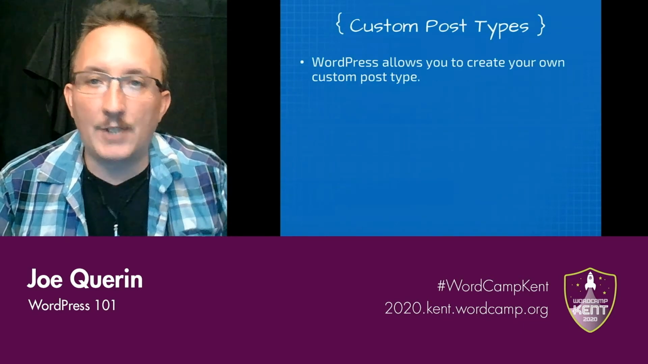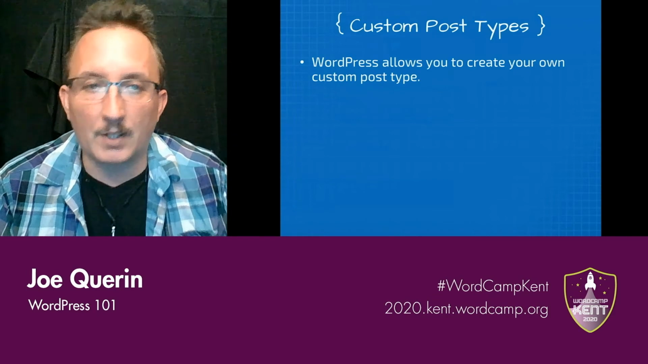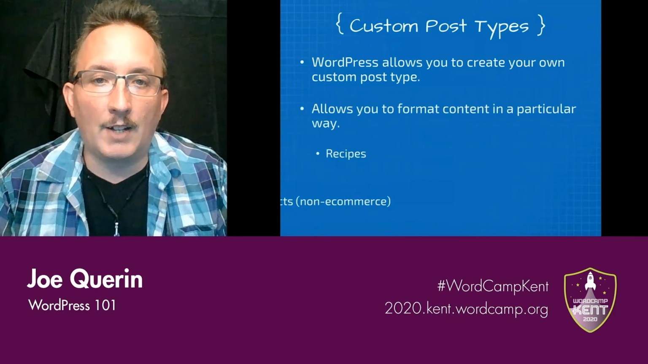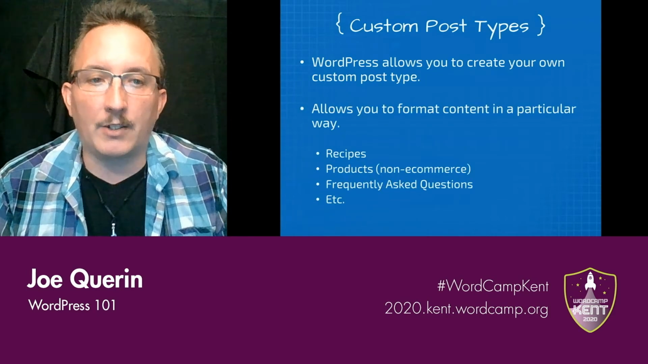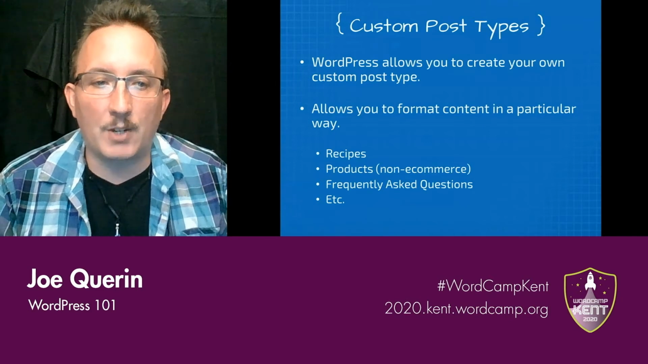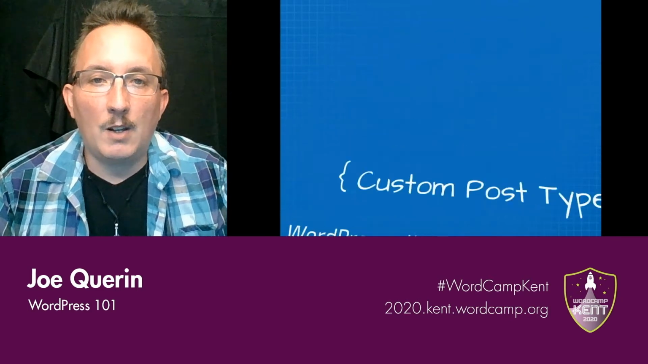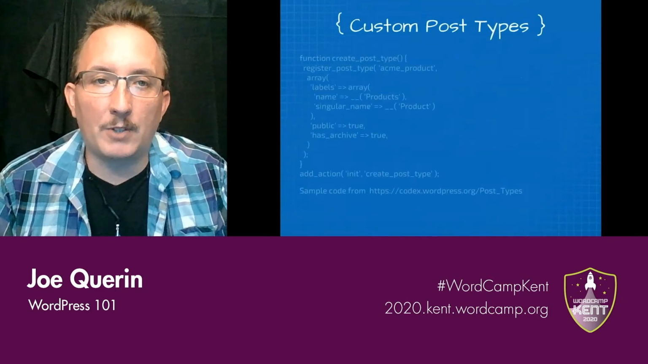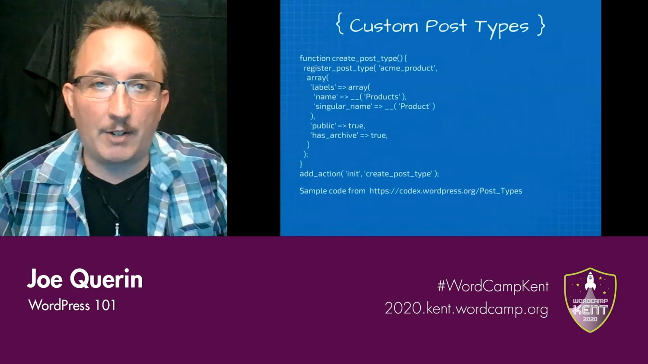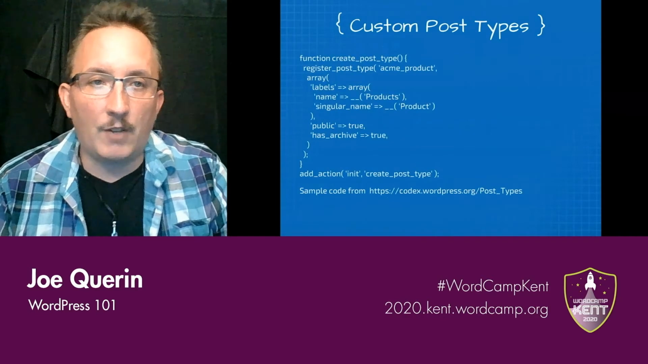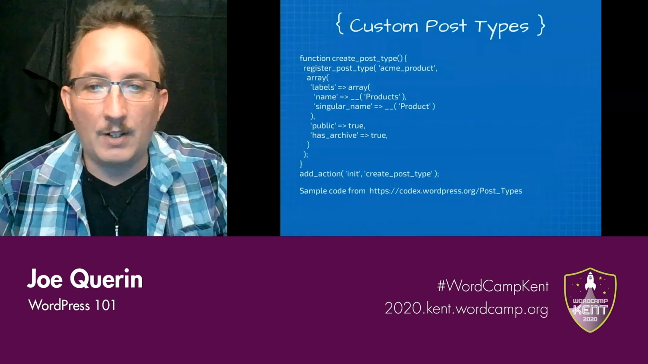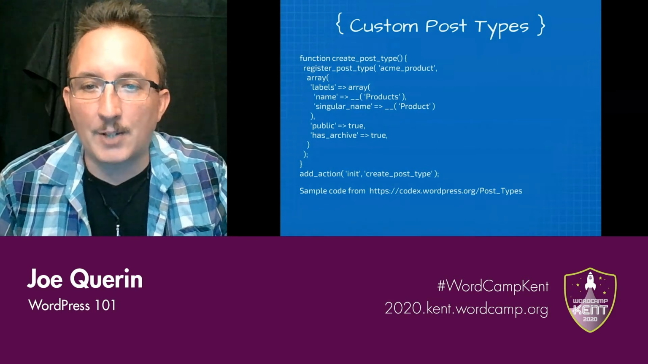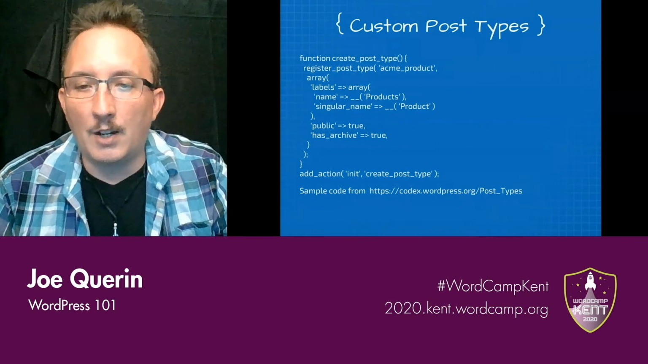Well, WordPress allows you to create your own custom post type, like I said. And it allows you to format content in a particular way. Your recipes, your products, your frequently asked questions, etc. But it's where you put that custom post type code that matters. It's this code right here that we see on the screen. Function create post type, add action. You can get it from the codex, post_types.